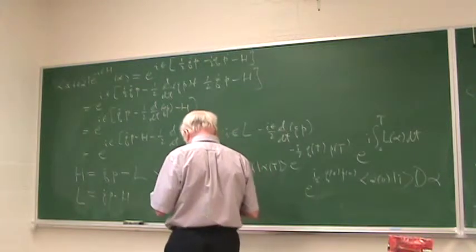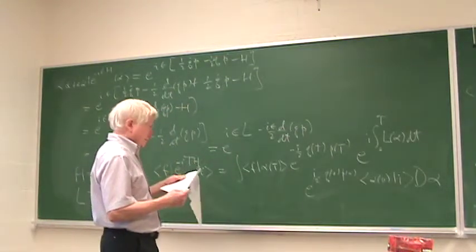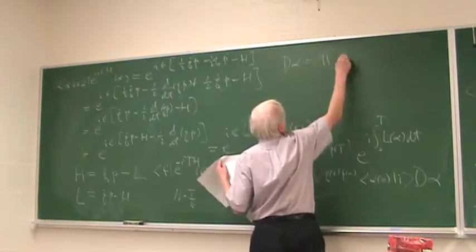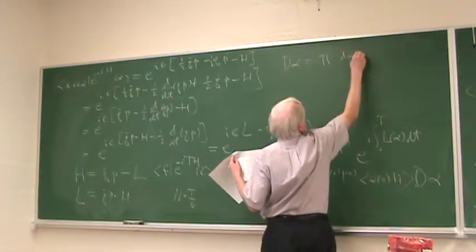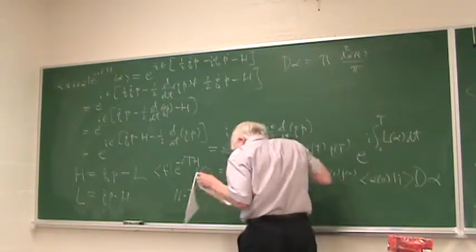Let's see, do I not have D alpha here? Way, way down. D alpha is just a product, D alpha, say, of T. D2 alpha. Sorry.